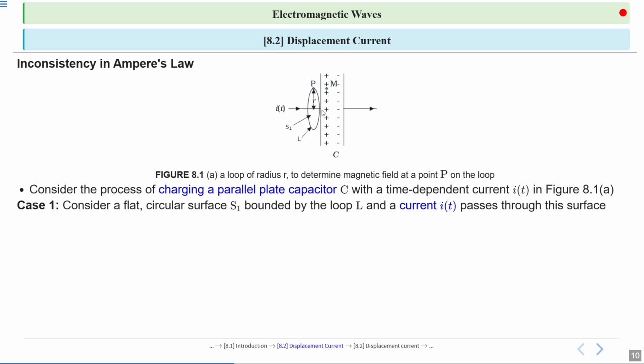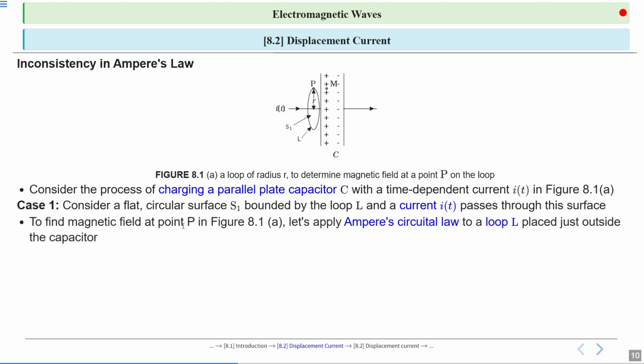To find the magnetic field at point P in figure 8.1a, let's apply Ampere's circuital law. What is Ampere's circuital law? The closed integral of B dot dl is equal to mu naught times the current flowing through that loop. Here B is the magnetic field at this point P, and dl is the small element we have taken.